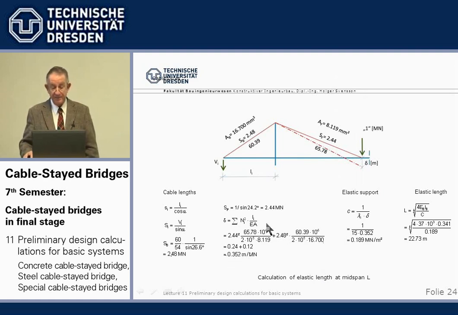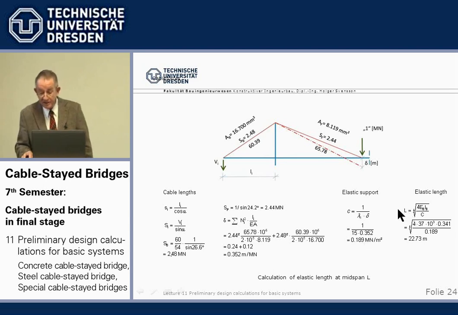We end up for a unit load of 1 meganewton, we have a beam deflection in the center of 35 centimeters, 0.352 meters. And then we can say the elastic support is this delta divided by the cable distance is so and so many meganewton per square meter.